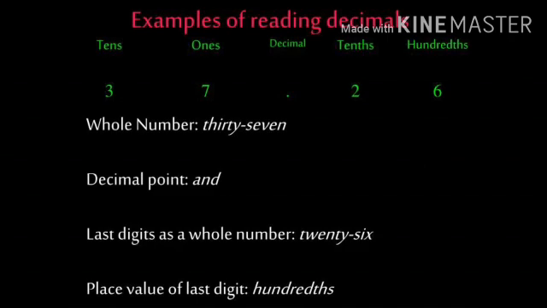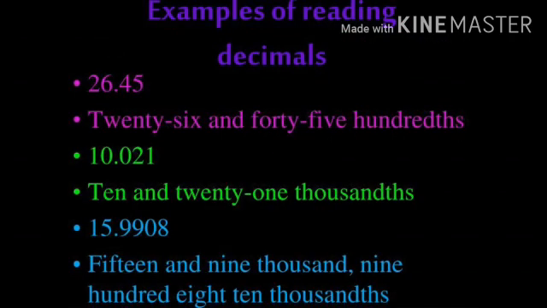Now look at one example. Here the whole number is 37. Decimal point will be called 'and'. And the digits after it as a whole number, that is 26. Place value of last digit is hundredths. So finally it can be read as 37 and 26 hundredths.